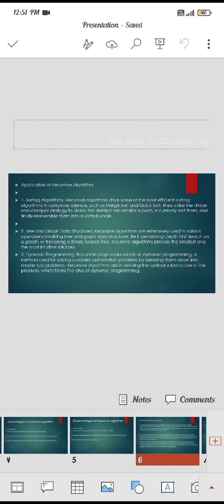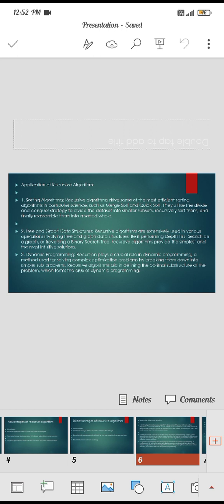Applications of recursive algorithm: sorting algorithms, tree and graph data structures, dynamic programming. Sorting algorithms. Recursive algorithms drive some of the most efficient sorting algorithms in computer science, such as merge sort and quicksort. They utilize the divide and conquer strategy to divide the data set into smaller subsets, recursively sort them, and finally reassemble them into a sorted whole.